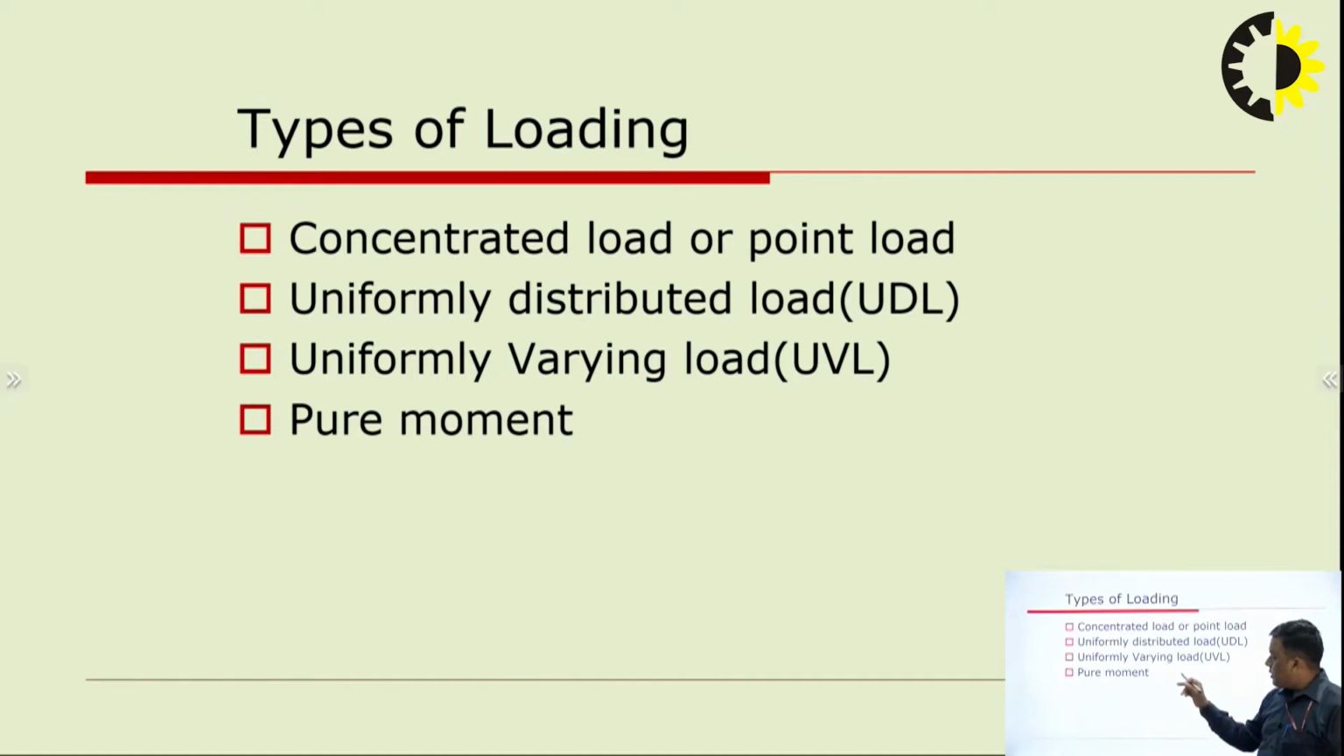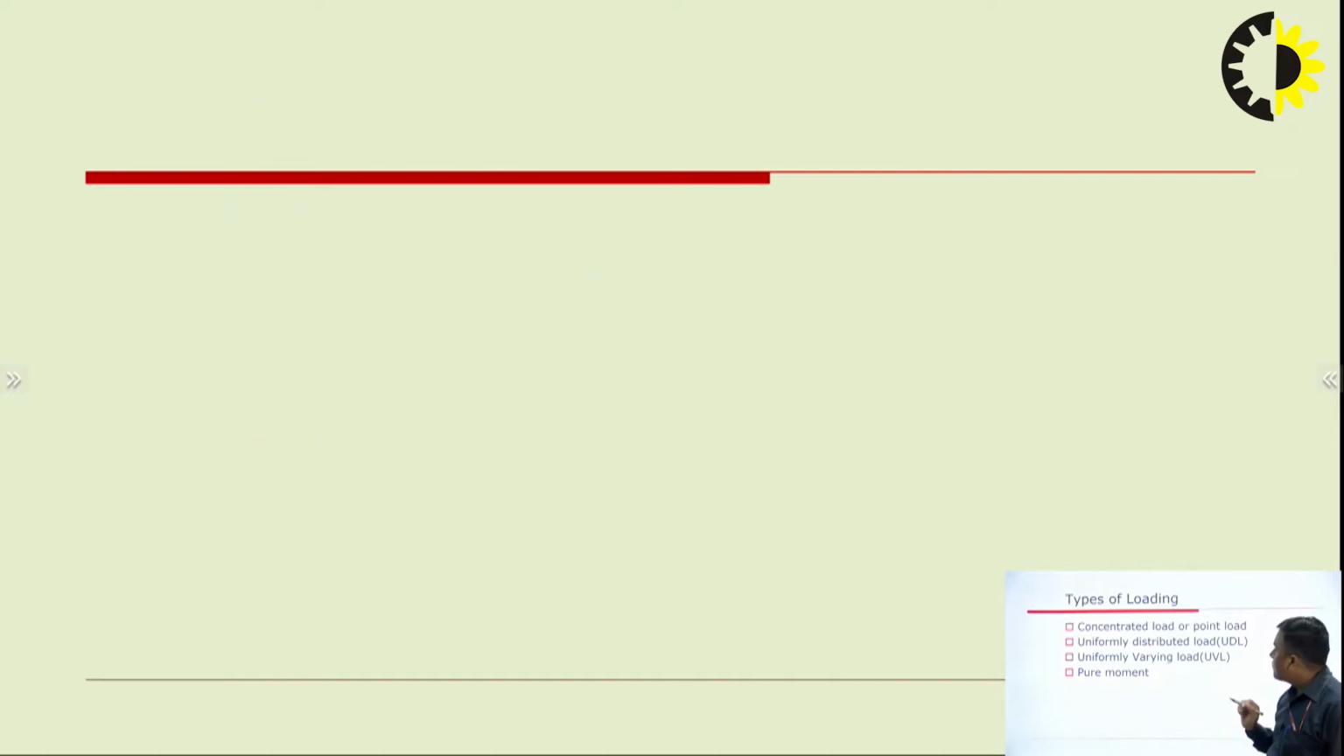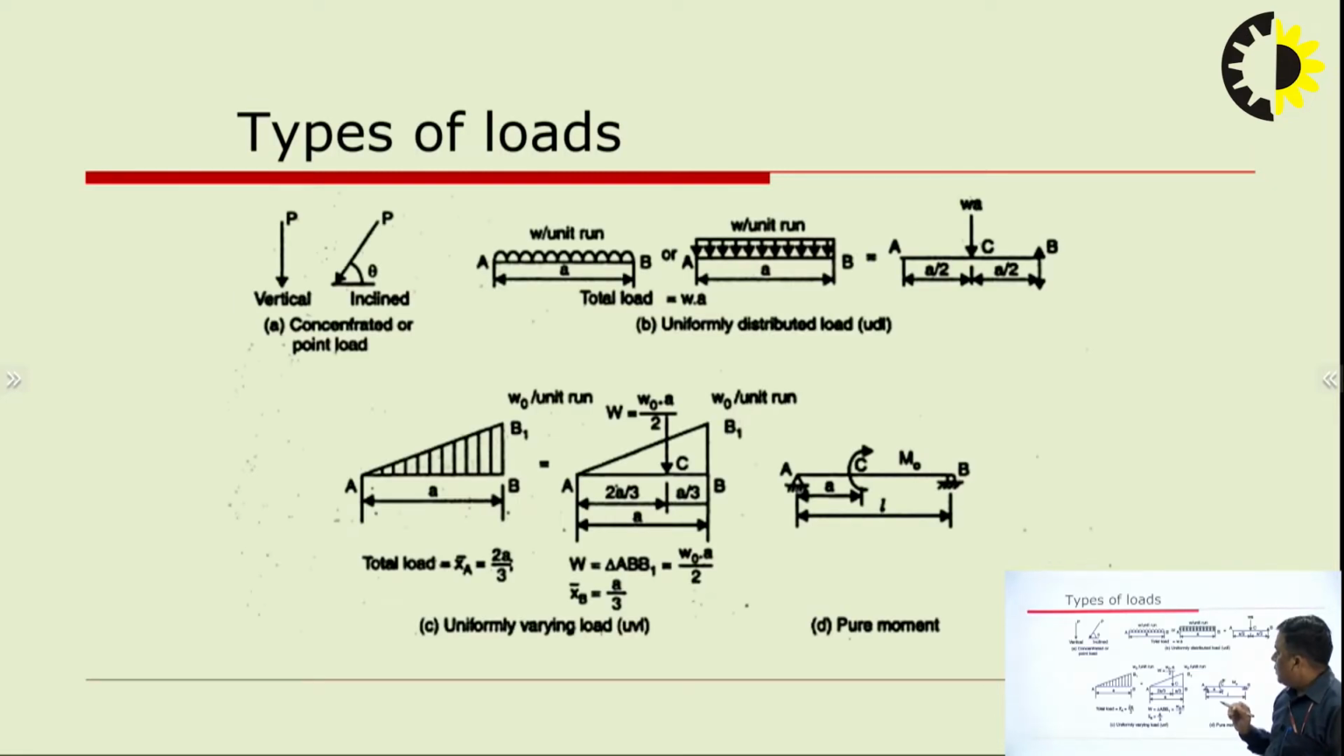Sometimes there can be the condition of pure moment also in a beam. So, these are the different types of loading and moment conditions which a beam generally suffers, and against which beams are supposed to offer resistance. We discussed loads yesterday with this diagram. Each and every point was clear in my previous video. How to deal with point load, how to deal with the uniformly distributed load, how to deal with the uniformly varying load and pure moment. Okay.